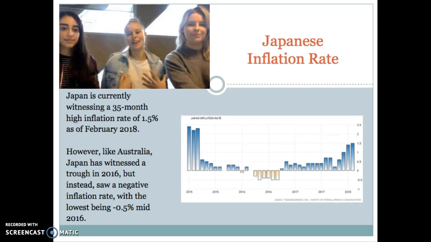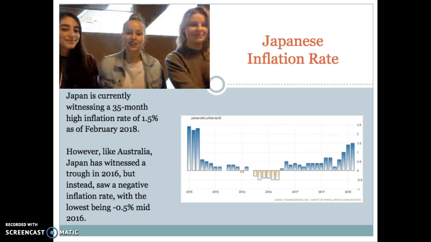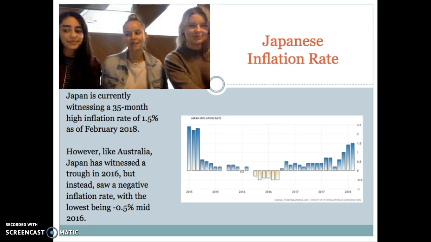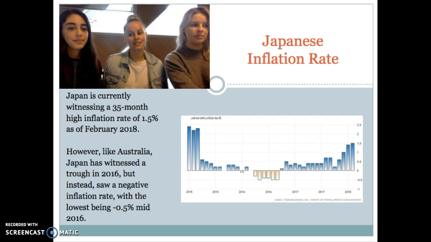Now, in relation to Japan, inflation rate currently sits at 1.5%, as you can see. And according to the Bank of Japan, inflation rates are forecasted to continue growing at a moderate rate throughout 2018 in the next 3 to 6 months. However, this pace is projected to decelerate due to a cyclical slowdown in business fixed investments and the effects of the scheduled consumption tax hike.